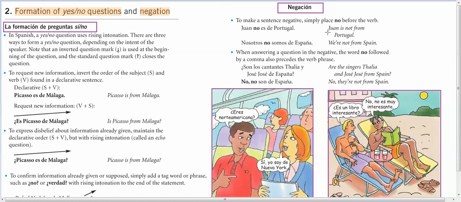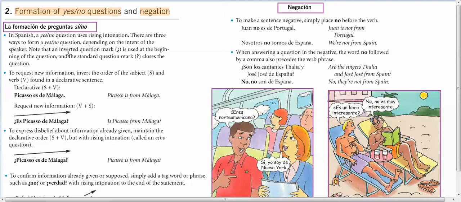Okay, so I am going to go ahead and talk to you about the formation of yes-no questions. So in Spanish, a yes-no question uses rising intonation, meaning your voice goes up at the end of the sentence. There are three ways to form a yes-no question depending on the intent of the speaker.